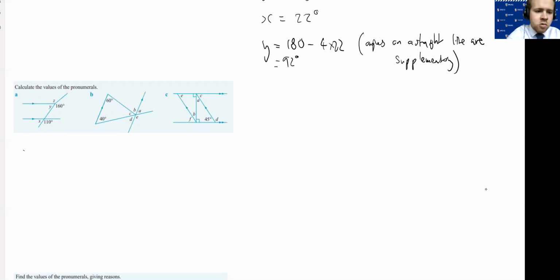So for question A, the first thing that I can see is this x is reasonably easy. So x is going to be 180 minus 110, and that's just going to be angles on a straight line.